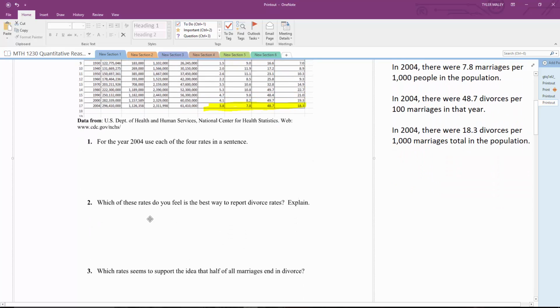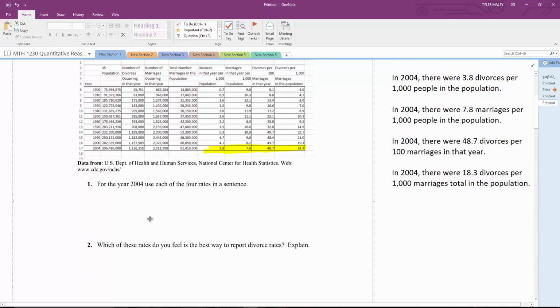So number 2 says, which of these rates do you feel is the best way to report divorce rates? Explain. So something that we have to keep in mind is that comparing the divorces to the population seems arbitrary since only married people can be divorced. So it seems silly to take divorces and compare it to the population. So comparing the marriages total seems to be more meaningful. So when we take divorces and compare it to the total marriages, this last column seems to be the best. So that's what I would put for number 2.